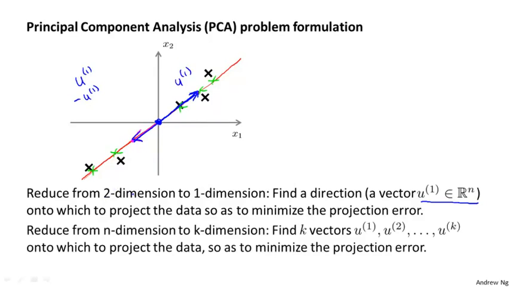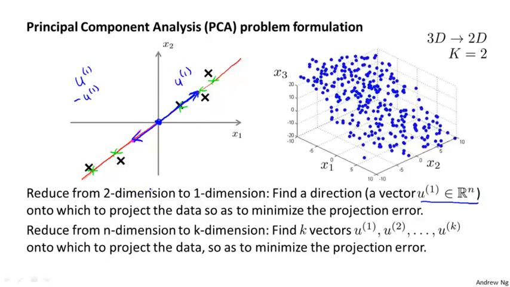In the more general case, we have n-dimensional data and we want to reduce it to k dimensions. In that case, we want to find not just a single vector onto which to project the data, but we want to find k dimensions onto which to project the data so as to minimize this projection error. So here's the example. If I have a 3D point cloud like this, then maybe what I want to do is find vectors, so find a pair of vectors, and I'm going to call these vectors, let's draw these in red.